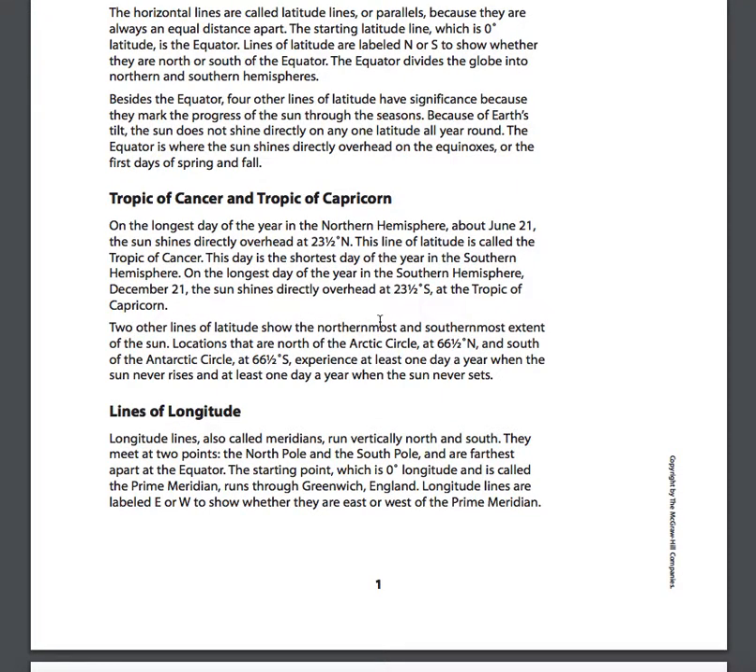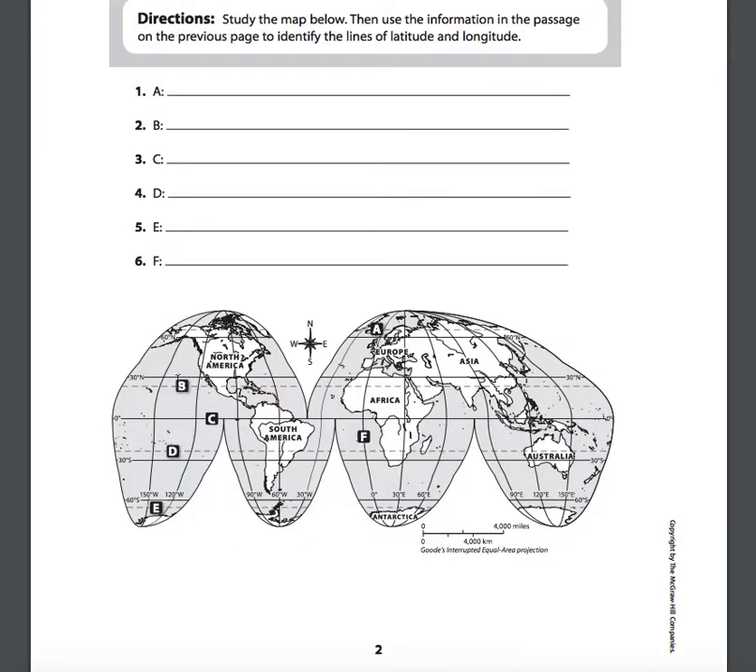Two other lines of latitude showed northmost and southmost. Now, we're right here. Southern hemisphere on the longest day of the year in the southern hemisphere, December 21st, the sun shines directly over the Tropic of Capricorn. All right. Tropic of Cancer is in the north. Tropic of Capricorn is in the south.